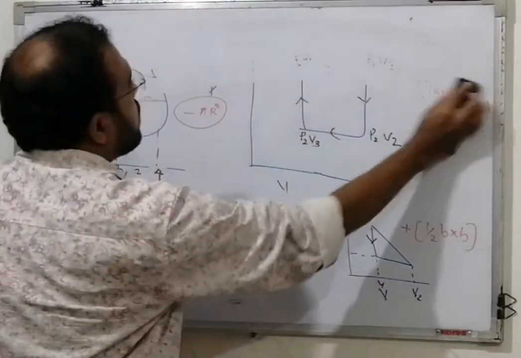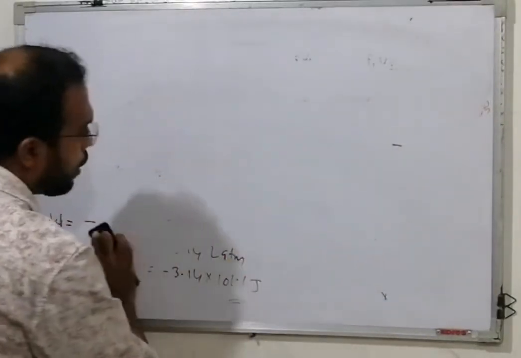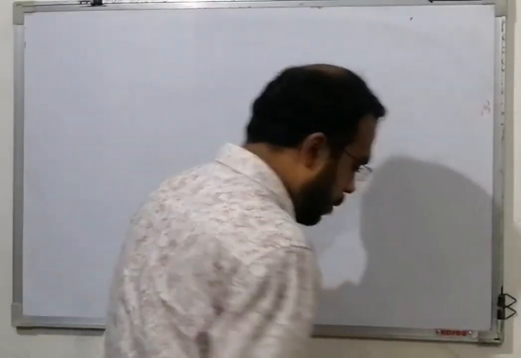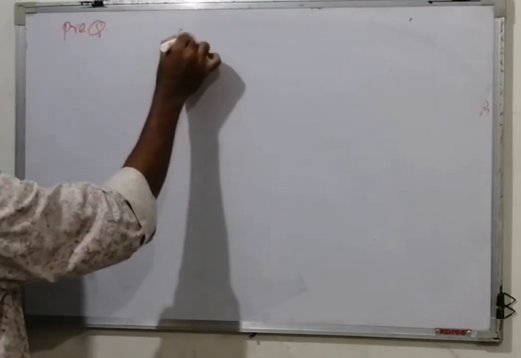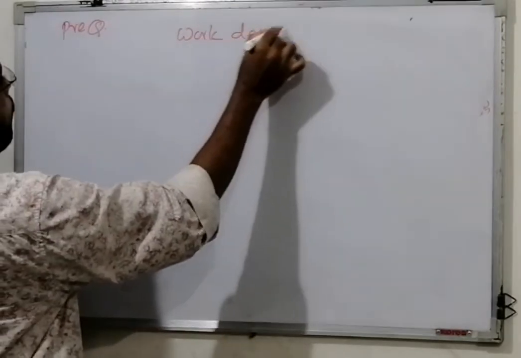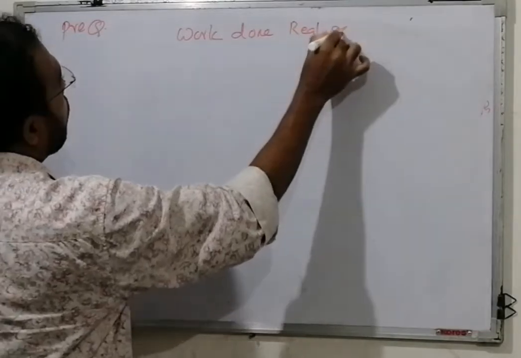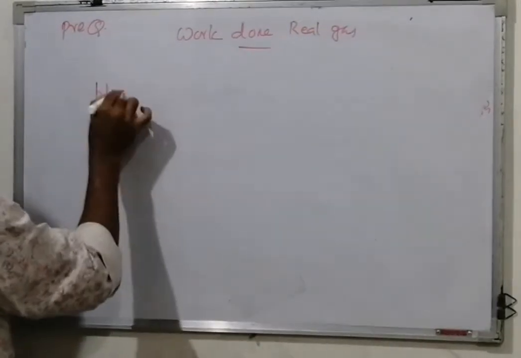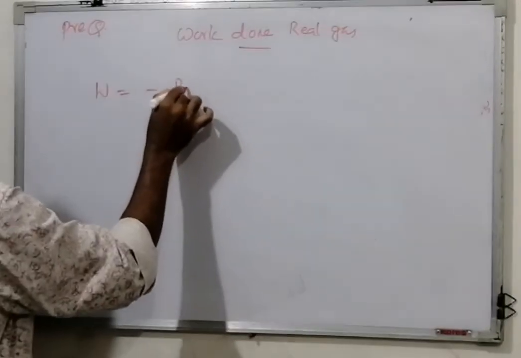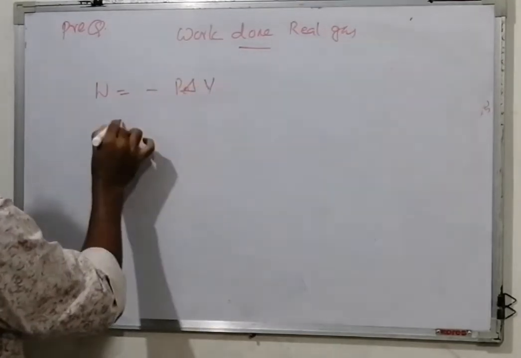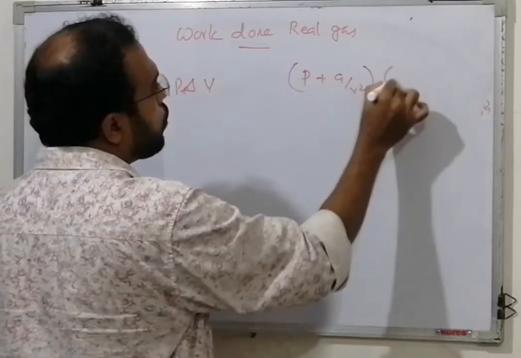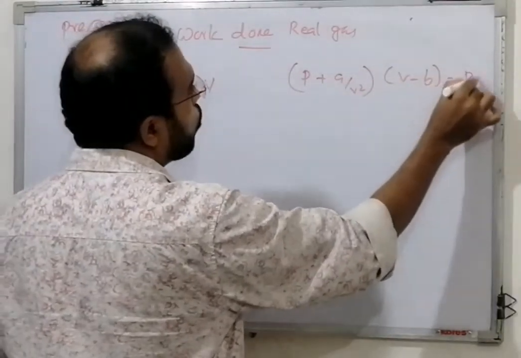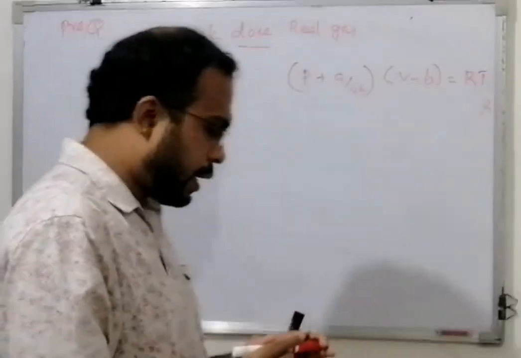Now, next is work done by real gas. Very, very important exam question. Previous exam question. Work done by real gas. That is W is equal to minus P delta V. Now for real gas, P plus a by V square into V minus b is equal to RT for 1 mole. Work done for real gas.